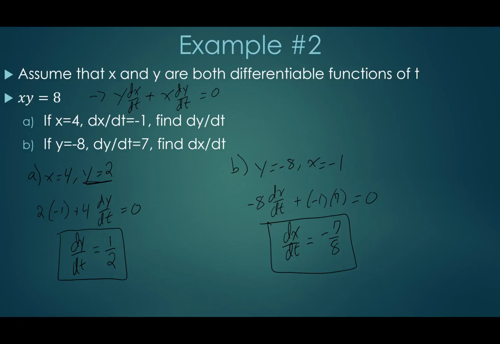Here, y is given as negative 8. So if y is negative 8, x must be negative 1 for the product to be positive 8. So I plug in for y, x, dy dt, and I solve for dx dt. You get negative 7/8 for your final answer for this particular problem.